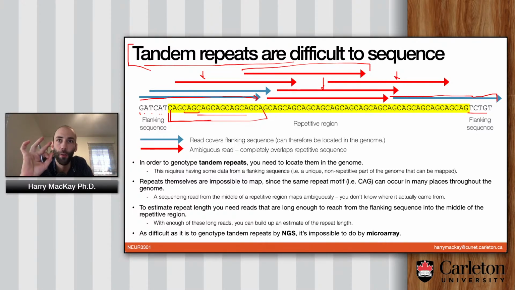So it's very, very difficult to sequence these things, and it's impossible to do it by microarray, the kind of method used in GWAS studies, but it's also very tough to do by sequencing. If you're trying to estimate the length of repeats, you would have to have reads long enough to cover some of the flanking sequence and then reach deep enough into the repetitive region to measure how long it is. Maybe even long enough to reach the whole way across. That's the challenge, and it's very, very difficult to design studies that can do this.